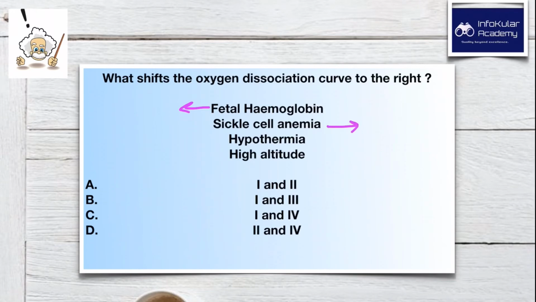Sickle cell anemia shifts to the right. Hypothermia again is a decreased parameter, so left. High altitude, that is increased parameter, to the right, also due to increased 2,3 DPG. Now, so the correct answer comes up to be 2 and 4, that is the option D, which is the right answer. Hope you've comprehended well.